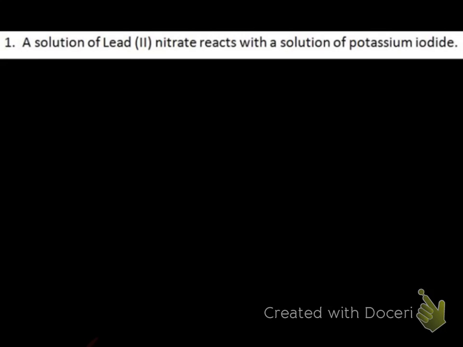We're going to work number 1 and number 9 on your predicting products and solubility lab. Number 1, first thing, write the formulas of your reactants correctly. Lead nitrate: lead is +2, nitrate is NO3 minus, so there are 2 nitrates for 1 lead.